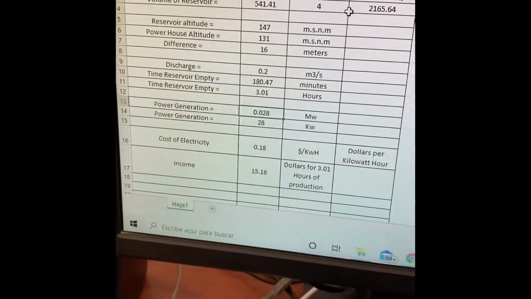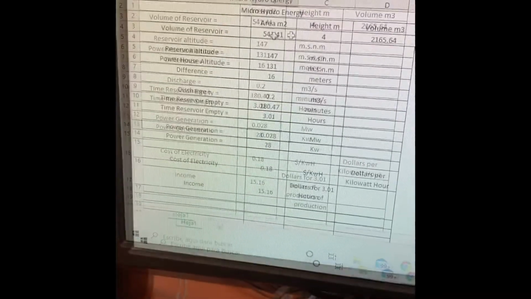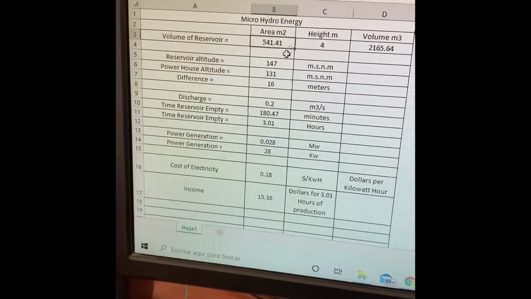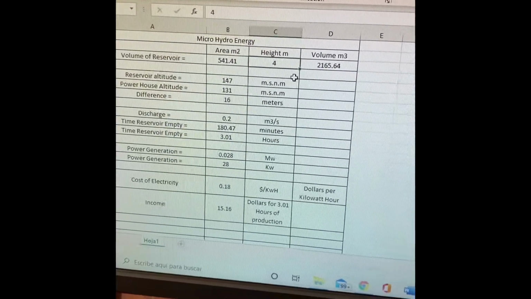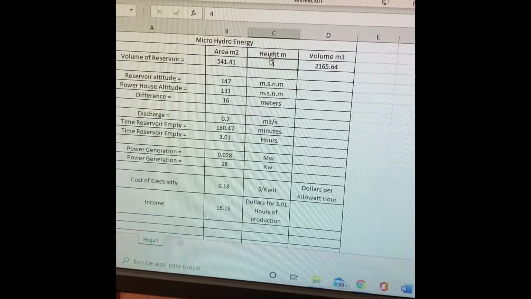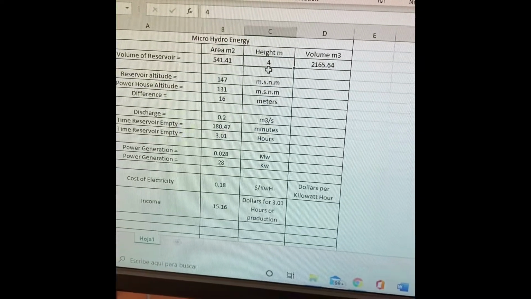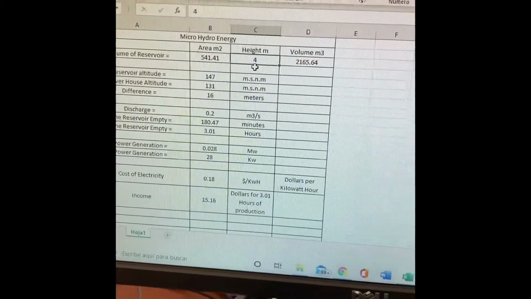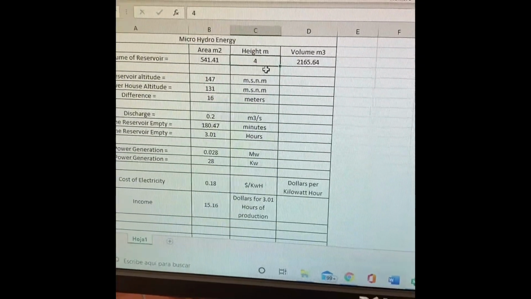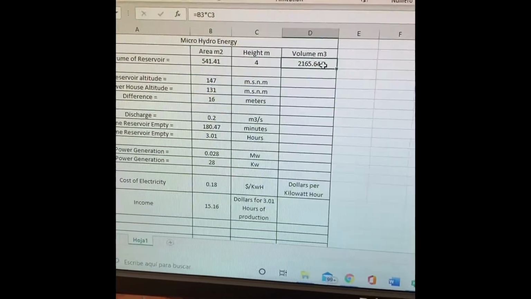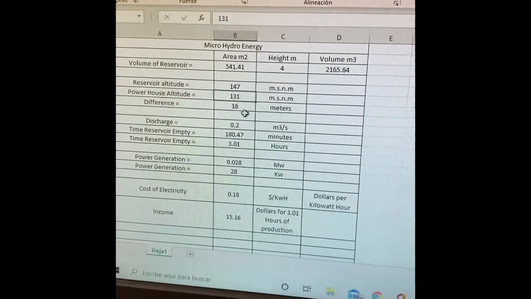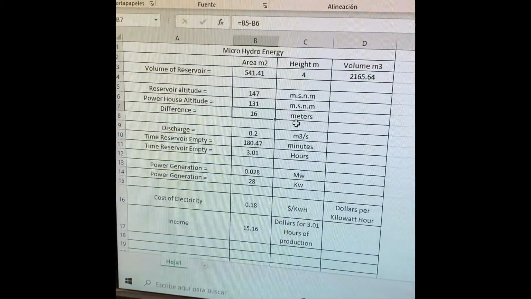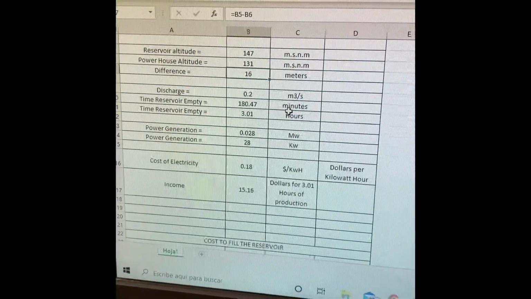What I did is a spreadsheet just to show how we calculated the model. I'm gonna explain it to you right away. What I have here is the area of the reservoir in square meters, and the height of the reservoir, which I just put as 4 meters, just as an example. 4 meters is a lot. It's like twice your height if you stand up, maybe twice point something. The volume of water in cubic meters, the altitude of your house, the altitude downstream. So I have around 16 meters of height.